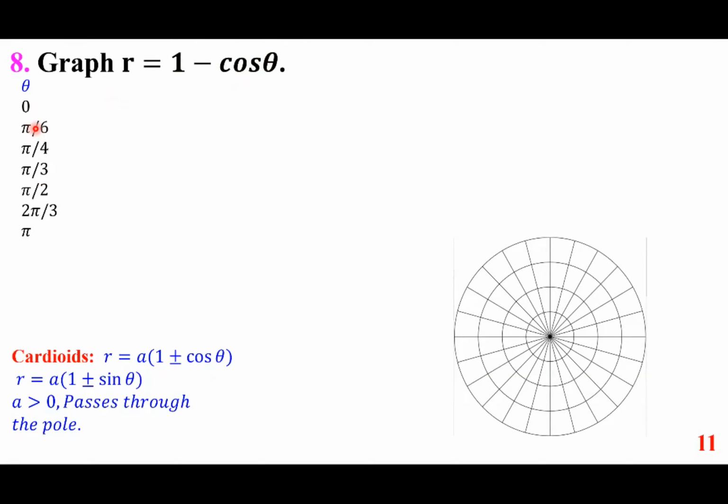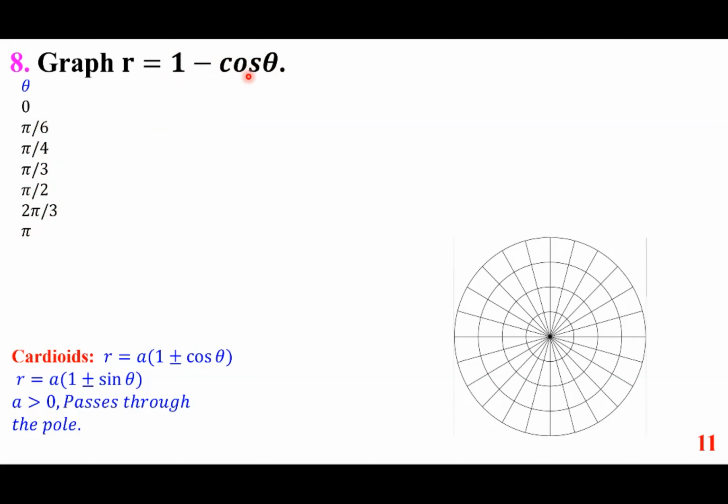If I go with pi over 6, cosine is square root of 3 over 2, so it's 1 minus square root of 3 over 2. If I use pi over 4, square root of 2 over 2, so 1 minus that. If I use pi over 3, cosine is 1/2, 1 minus 1/2 makes it 1/2. If I go with pi over 2, cosine is 0, so it makes it 1. And if I go with 2 pi over 3, cosine is negative 1/2 in the second quadrant, 1 minus negative 1/2 makes it 3/2.